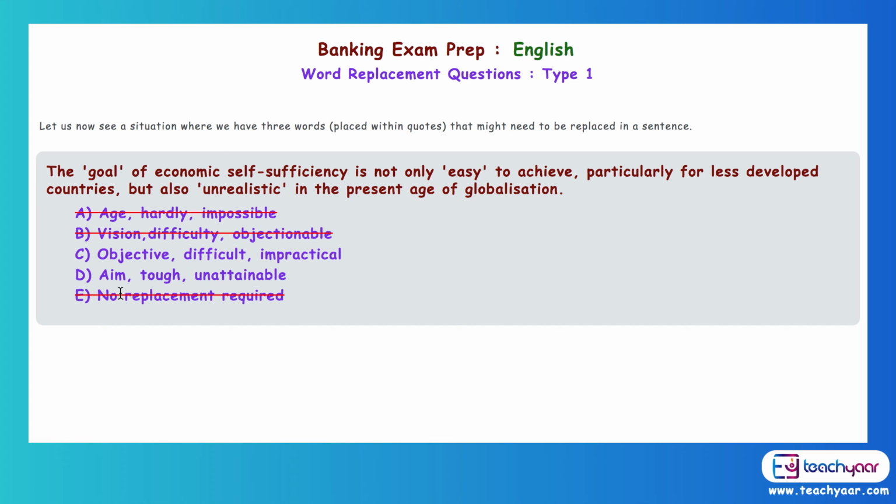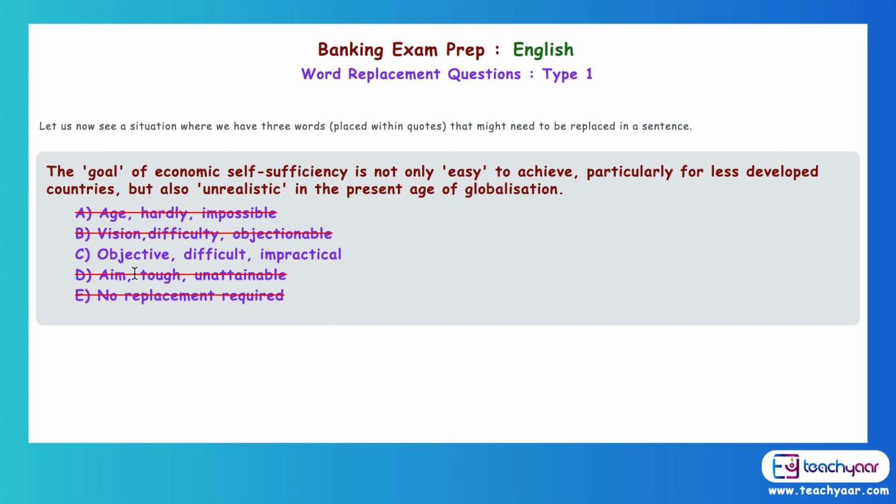What is D? It gives you the word unattainable. Now, unattainable is something different. It is something which cannot be attained. But here we are saying, well, it is very difficult to achieve it. So actually, D is not the right word. We have impractical, which is a better word.